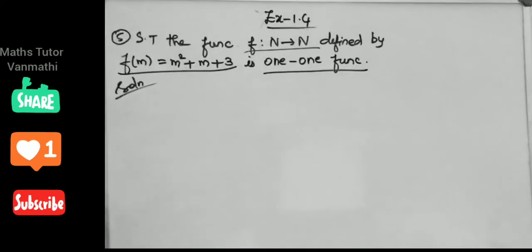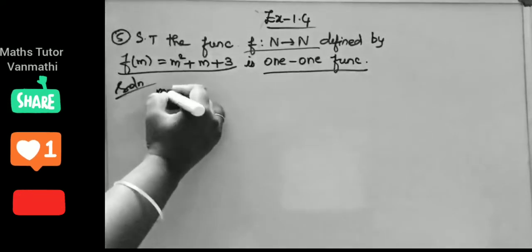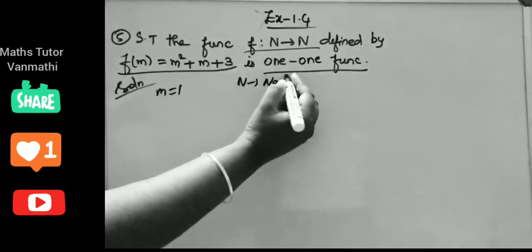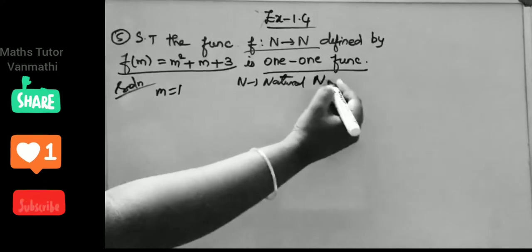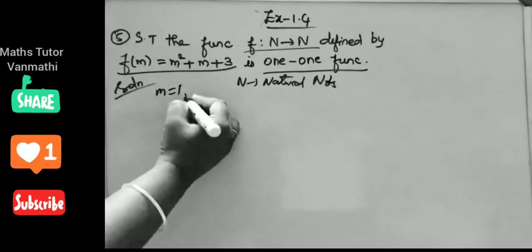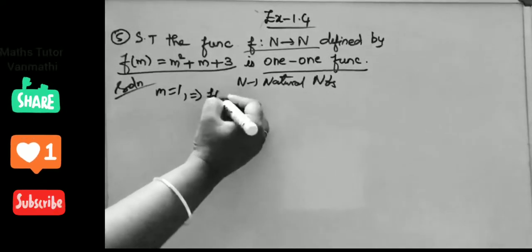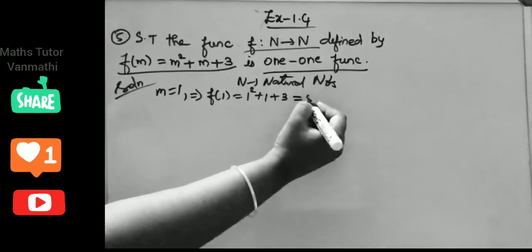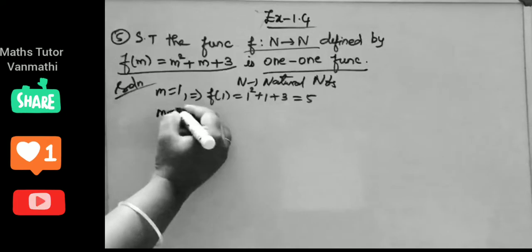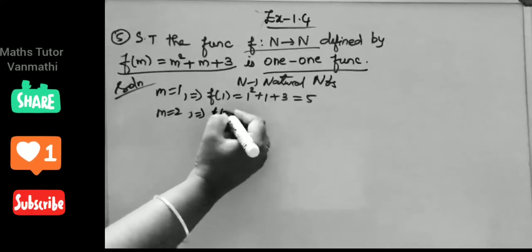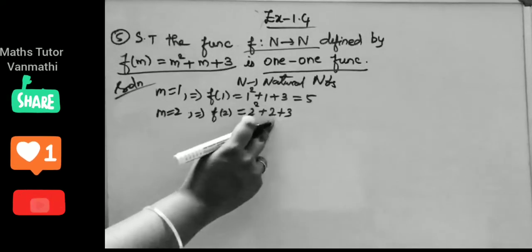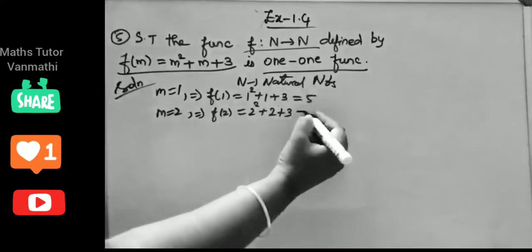For this, now we are going to find the values of f of m. First take m equal to 1, because it is given that N is your natural numbers and it starts from 1. So we are taking from 1. m equal to 1 means f of 1 equal to 1 square plus 1 plus 3, you get 5. Next m equal to 2 means f of 2 equal to 2 square plus 2 plus 3, 4 plus 2, 6 plus 3, 9.